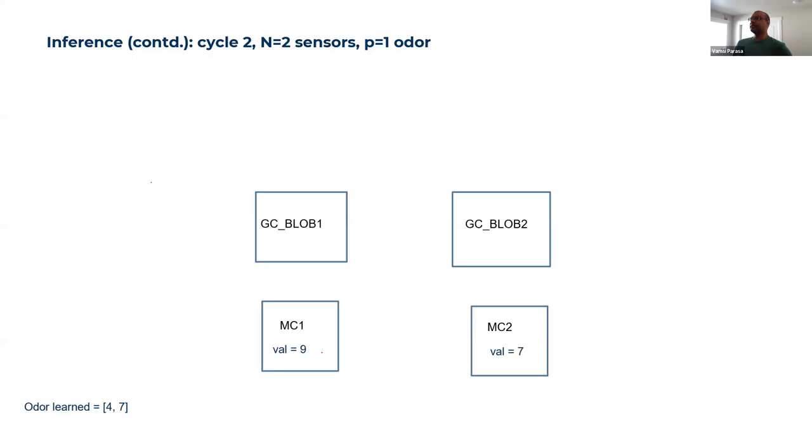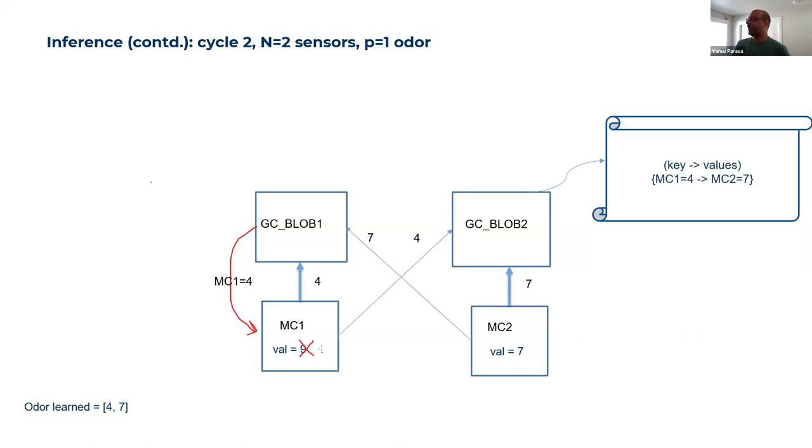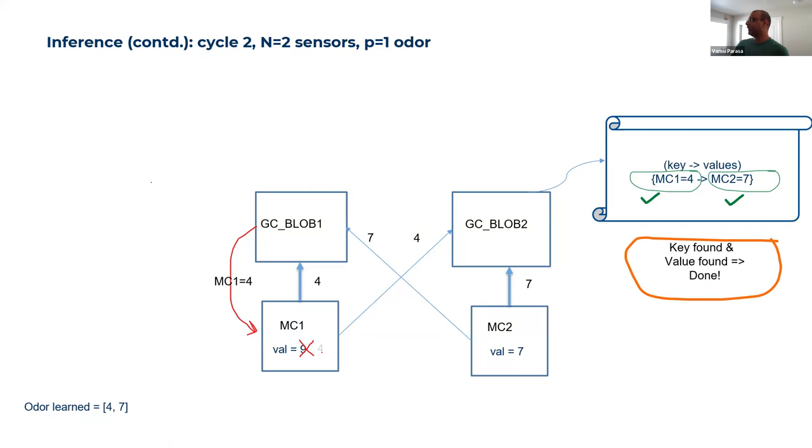So I think it will go to the next slide. The same thing. Okay, it will correct the value from 9 to 4. And now the propagation continues. Okay, MC1 will send the value 4 and 7, and it does the propagation. And now when it does the dictionary lookup in the GC2, it says, hey, I found my key, and I found my value also. They're correct. It says key found and value found, there's nothing to do here. And then it immediately knows that it is order 1 because it has a mapping stored.